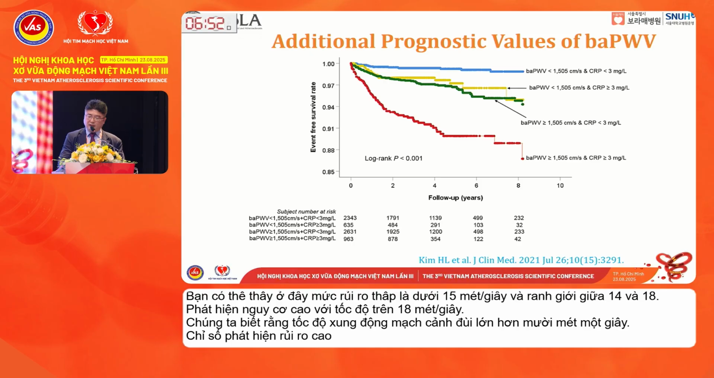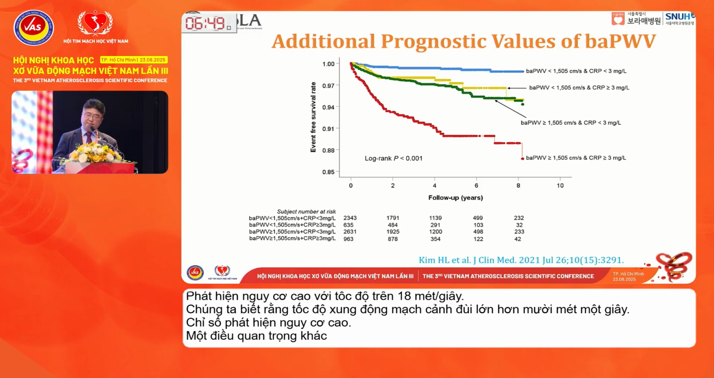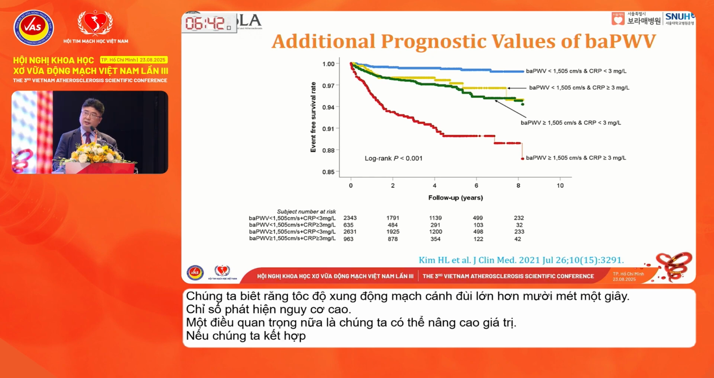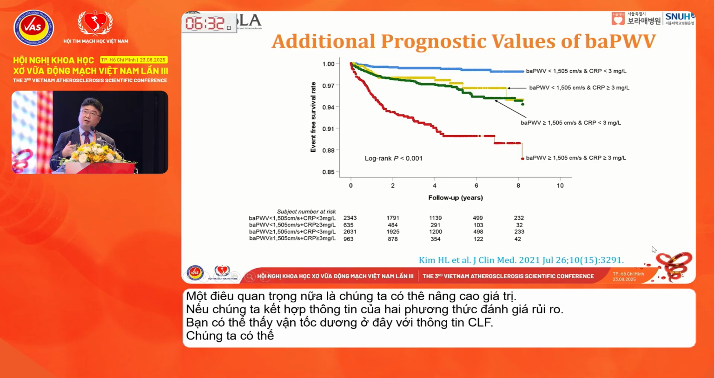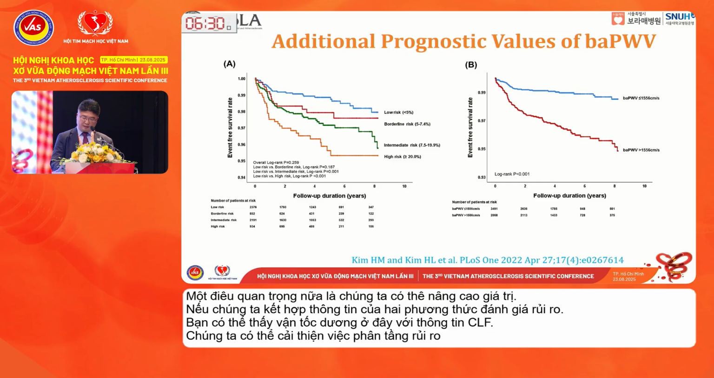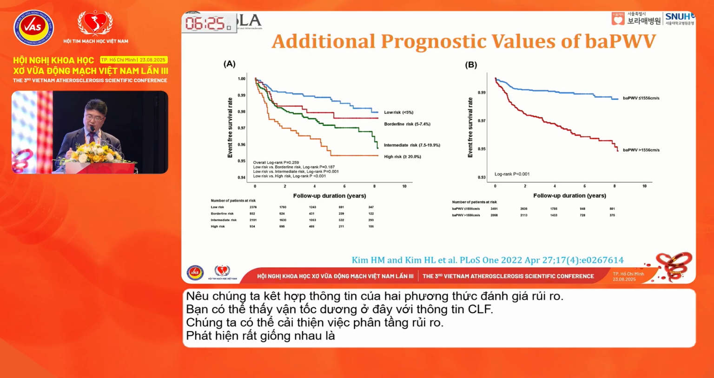Another important thing is that we can elevate the prognostic value if we combine information of 2 risk assessing modalities. You can see here pulse wave velocity with the CRP information. We can improve the risk stratification. Very similar finding was also obtained if we used pulse wave velocity information and ACC AHA risk scoring system.